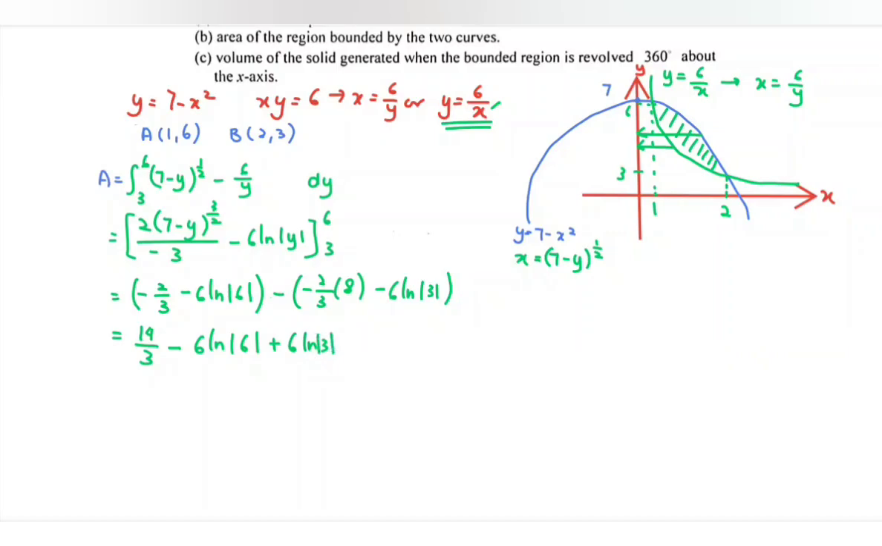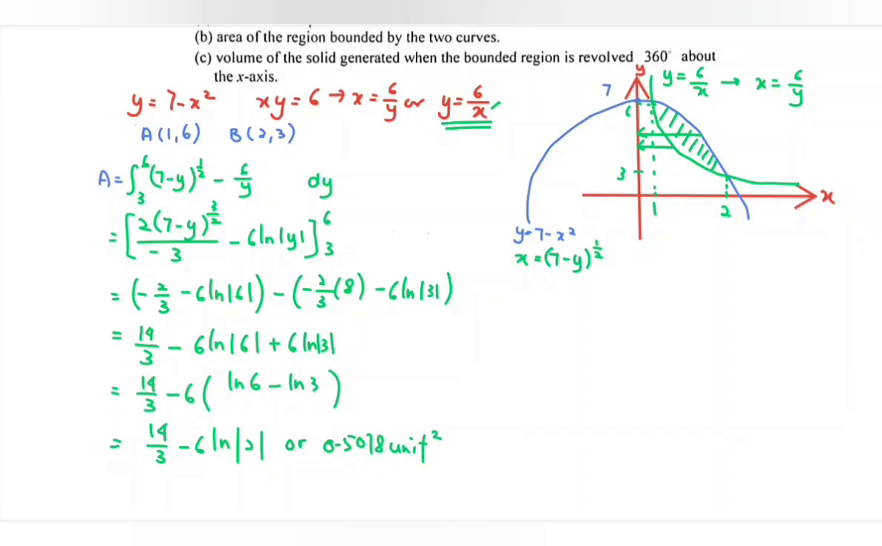So simplify the situation. 14 over 3 minus 6 bracket, so here we will have ln 6 minus ln 3. So 14 over 3 minus 6 ln bracket, we have 6 over 3 where we have 2. So that will be the area: 14 over 3 minus 6 ln 2, or 0.5078 unit square. So that will be the alternative solution for area, which is with respect to y.